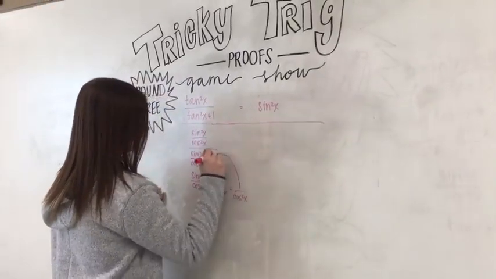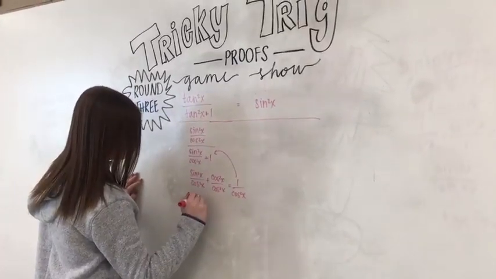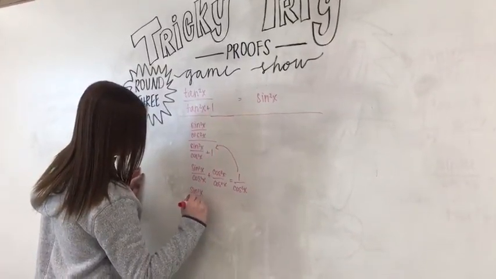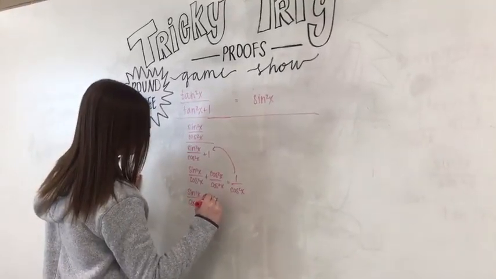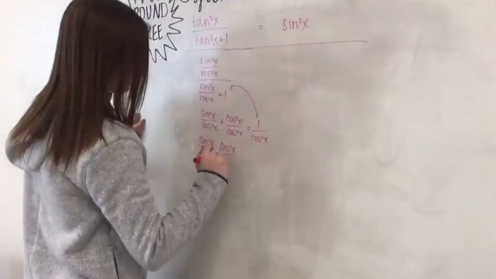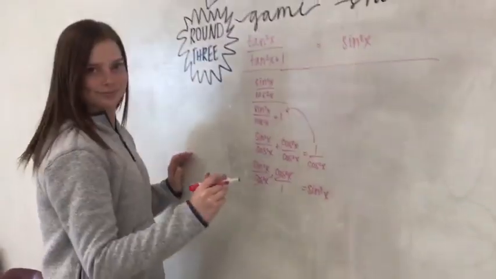And this is for this denominator. So then since you're dividing, you're going to do sine squared x over cosine squared x. Keep change flip, so you're going to change the sign and flip it, making it cosine squared x over 1, and you can cancel out the cosine squared x and make it sine squared x.